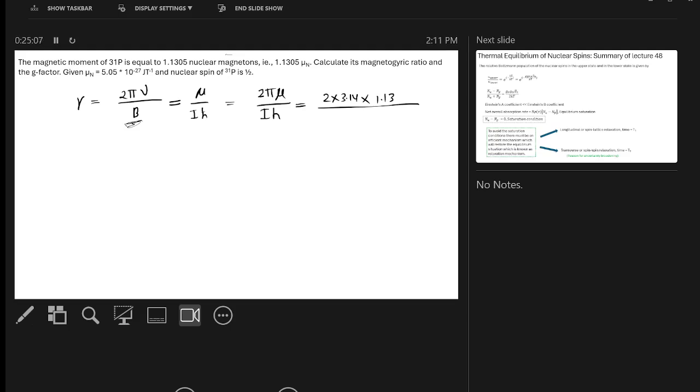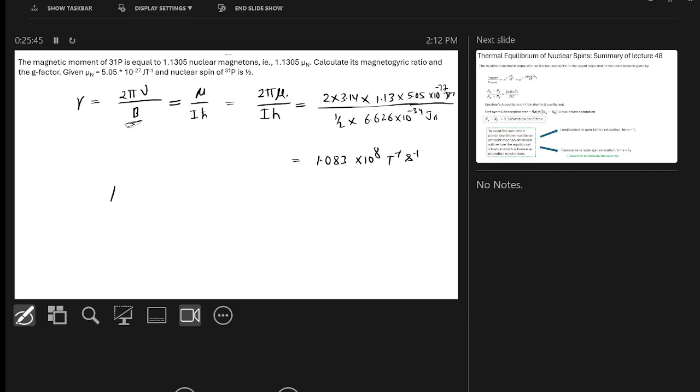And the spin here is half, and h is 6.626 times 10 to the power minus 34 joule second, and the value of mu n is this one. Okay, mu n. So 5.05 times 10 to the power minus 27 joule per Tesla. By solving this, we will get something like 1.083 times 10 to the power 8 per Tesla per second.